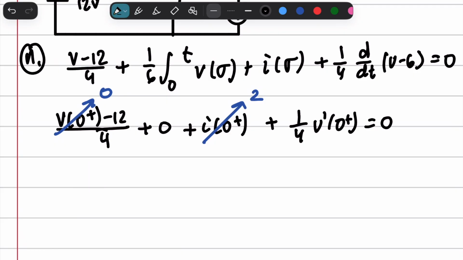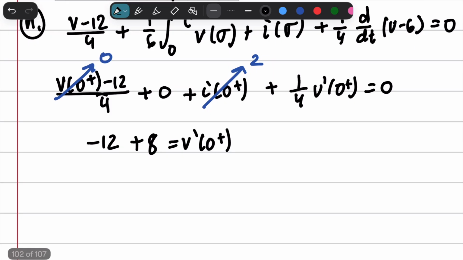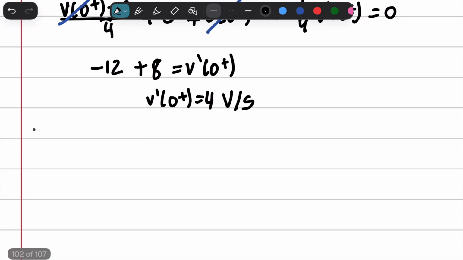Actually, an easier way to see this is we're just going to multiply everything by 4. We'll get -12 right here, plus 8 is equal to V prime. Oh, that's not 2. We multiplied everything by 4, so that's 8. We get V prime 0 plus is equal to 4 volts per second.